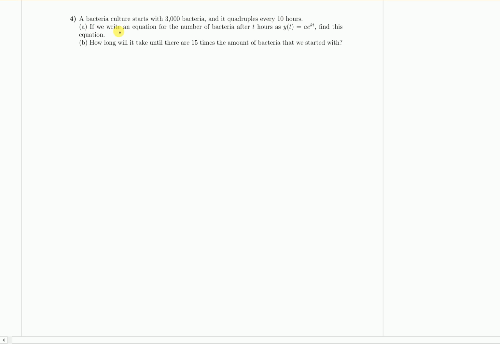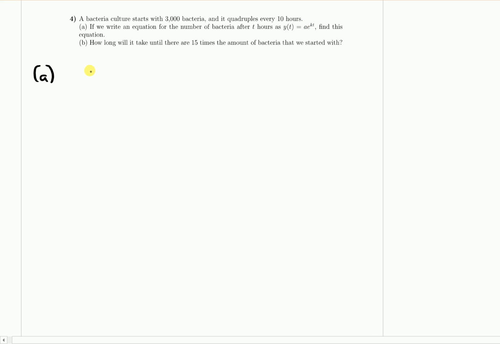Part A is saying if we write an equation for the number of bacteria after t hours in this form, so this is our equation for exponential growth. I want to find this equation. So basically we just want to write down what this equation is. So to be able to do that, I need to know what A is, and I need to know what K is.